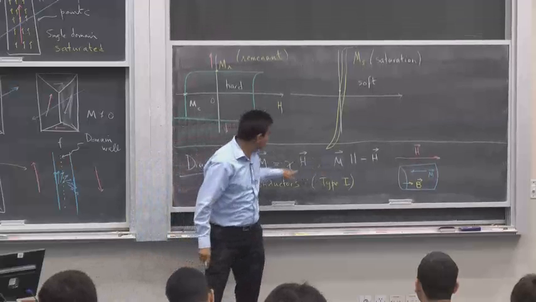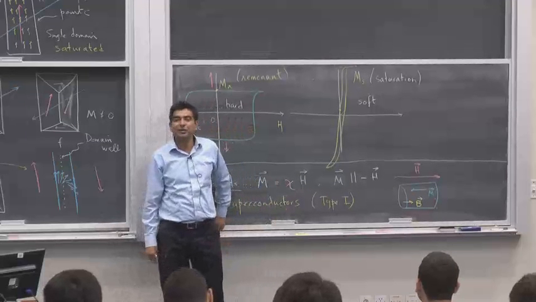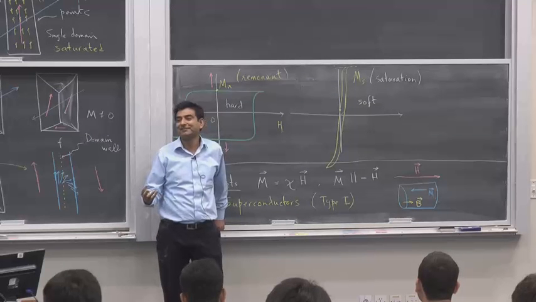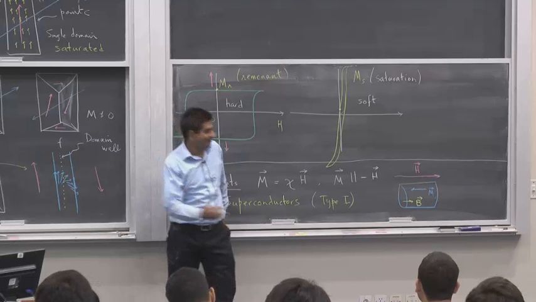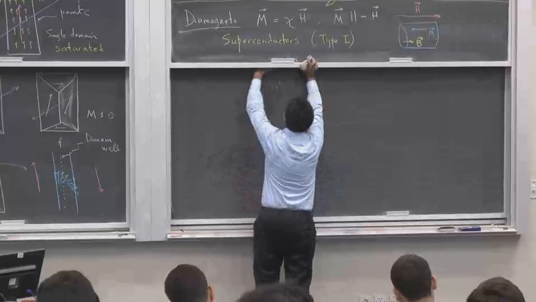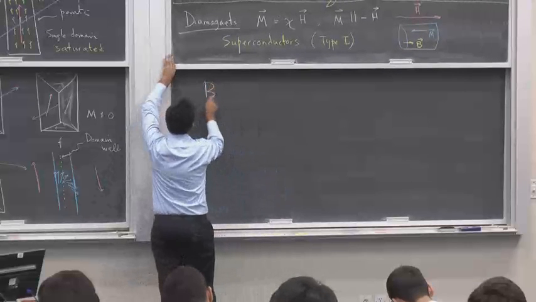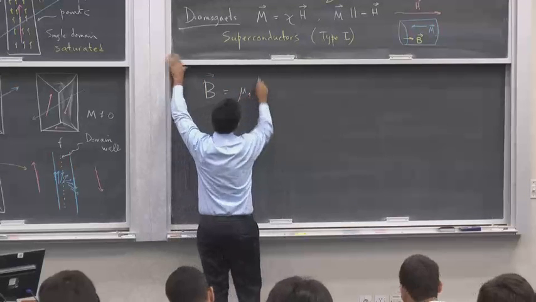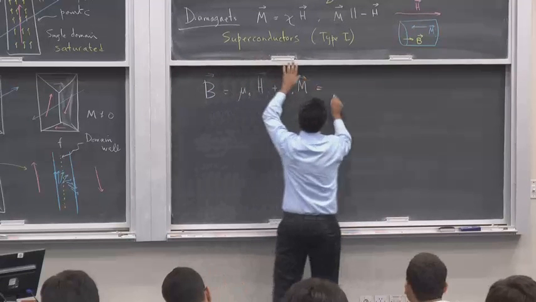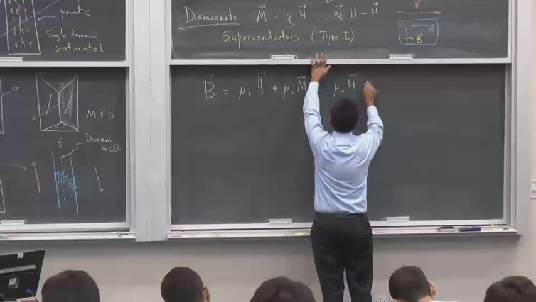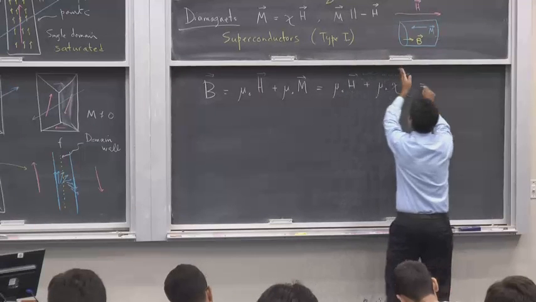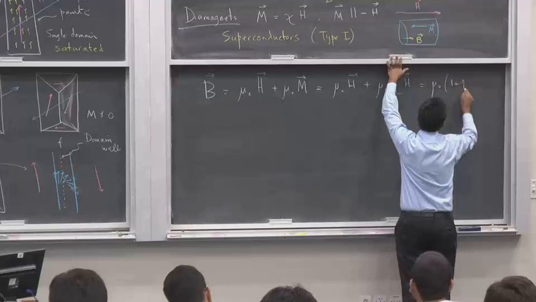And what's the extreme value chi can take? What's the extreme value it can take? -1. That's an extreme value. Now, B inside the medium equals mu H plus mu naught M, which is mu naught H plus mu naught chi H, which is mu naught (1 plus chi) H.